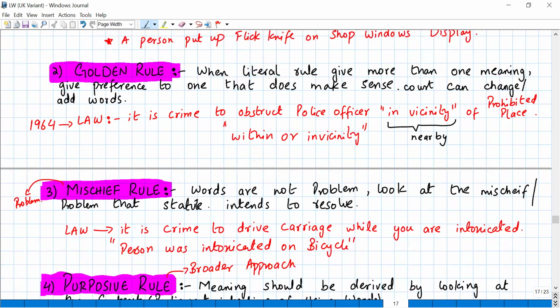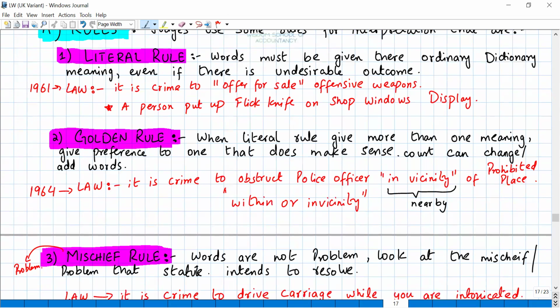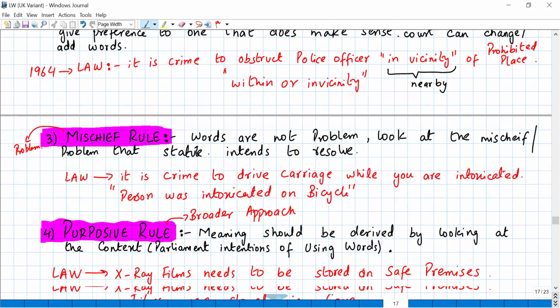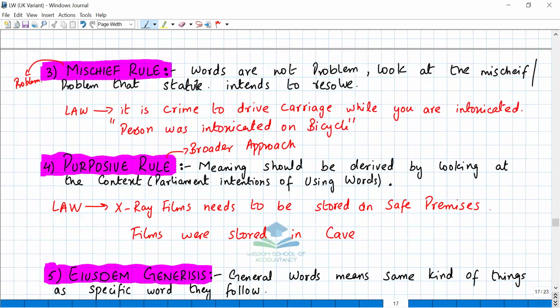No, I'm clear. It depends upon the judge whatever rule he wants to use. It's not that one judge should use this rule or that rule. It's up to him. It's optional, right? Yes, it's optional. Now the next rule is the mischief rule.